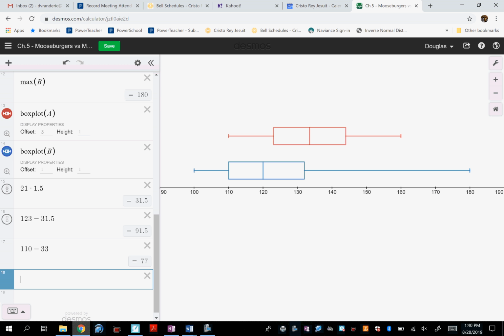So does everybody see my red box plot? That's perfect. My red box plot is perfect. Good job, Desmos. Okay? And whatever color yours is. Great. So, I don't care.